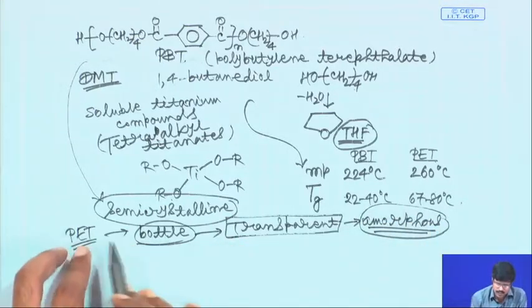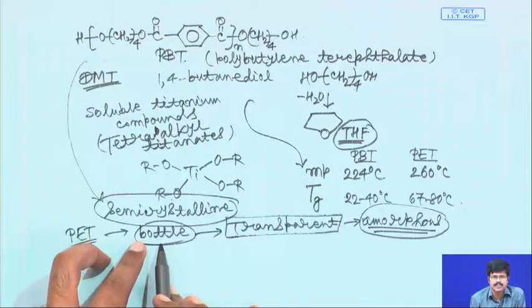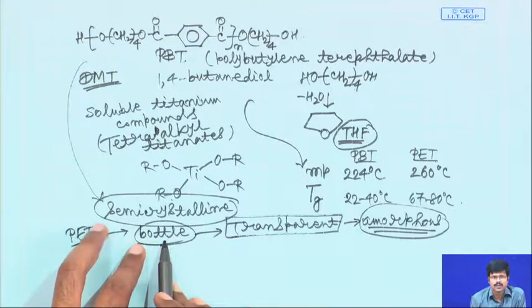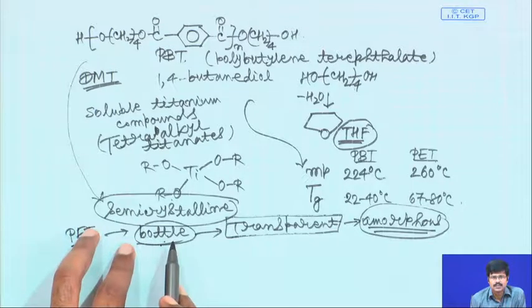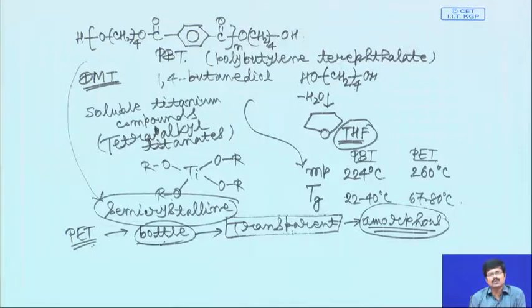So, when you are preparing a bottle from PET, if you somehow get crystallization in PET, then you will not get transparent material. Depending on the applications, you either want crystalline material or you want amorphous material. When you are preparing bottles or that kind of stuff, those materials are not prepared to withstand very high temperature.